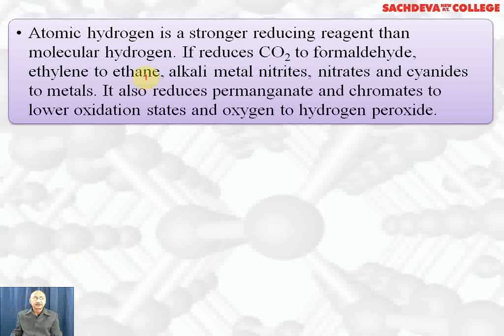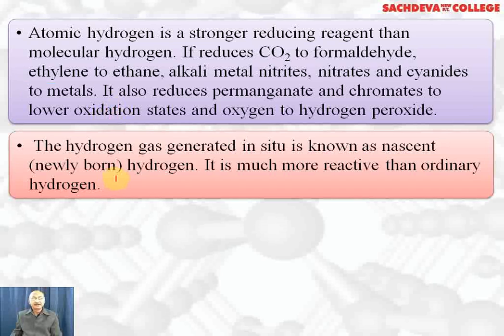Atomic hydrogen is a stronger reducing agent than molecular hydrogen. It reduces carbon dioxide to formaldehyde, ethylene to ethane, and alkali metal nitrites, nitrates, cyanides to the metals. It also reduces permanganate and chromates to a lower oxidation state and oxygen to hydrogen peroxide.